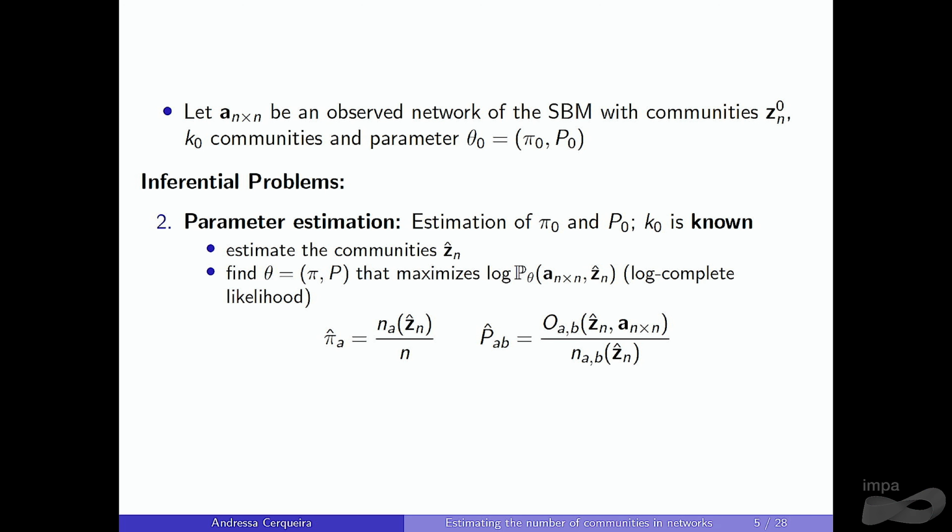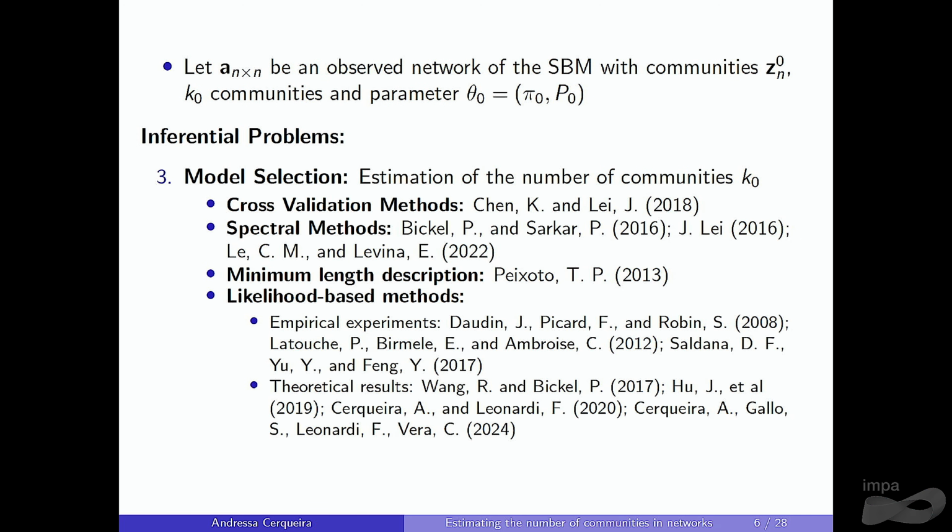And now, finally, the third problem, which should actually be the first one, right? The third problem is how to estimate the number of communities. Because to do community detection and to estimate the parameters, I need to fix or assume that I know how many communities are in my network. So this is a problem that we call model selection.